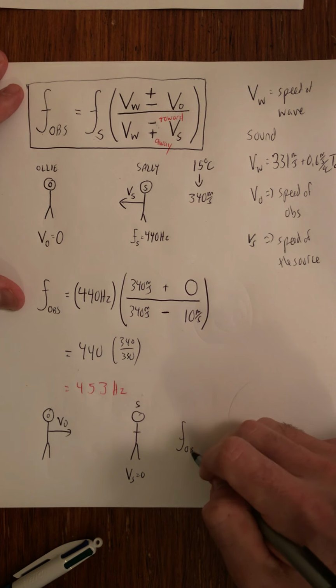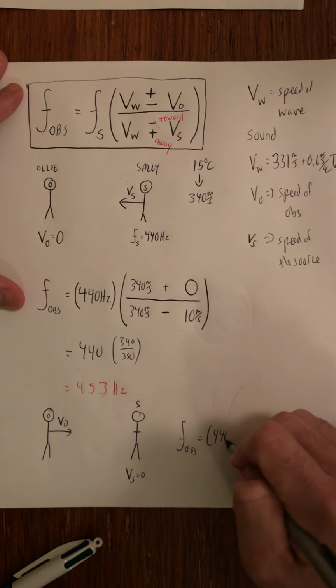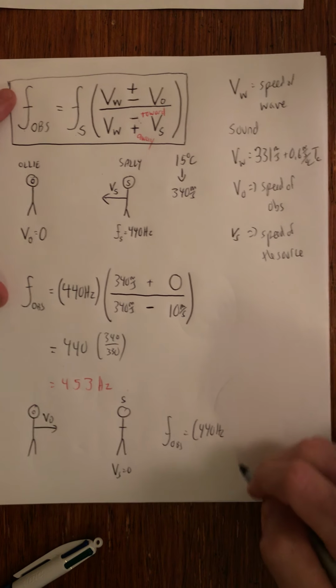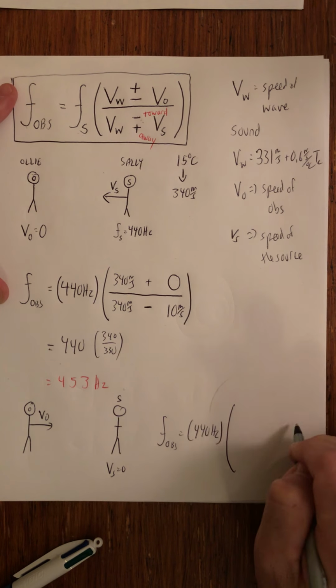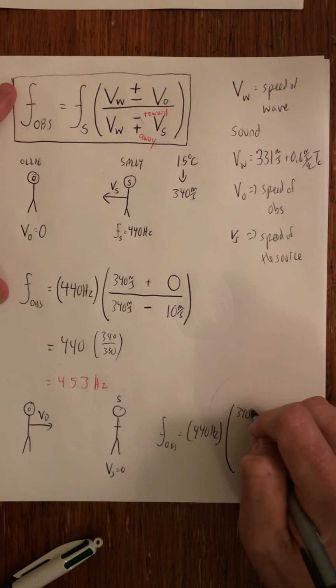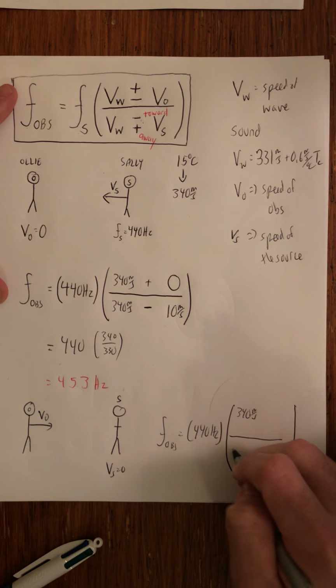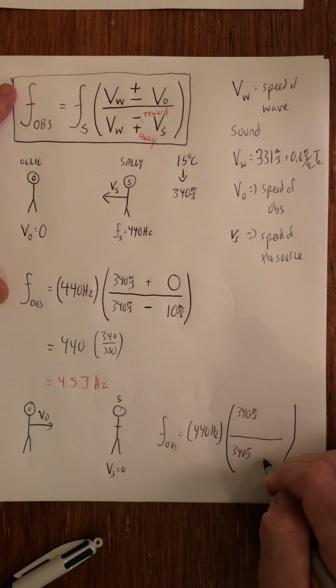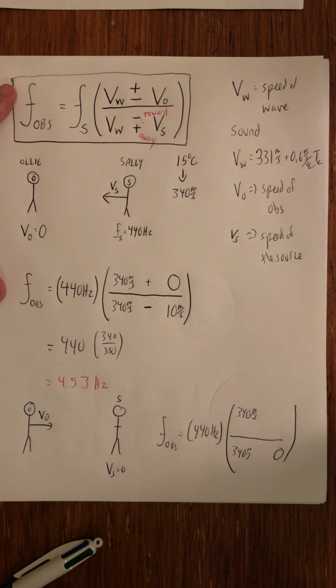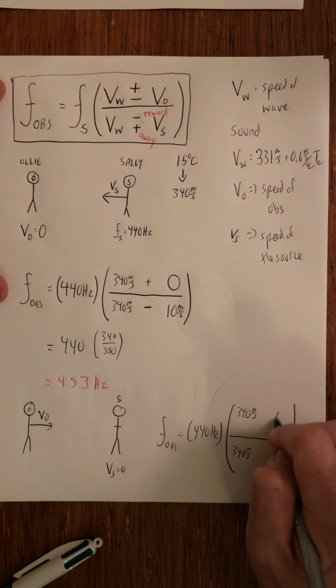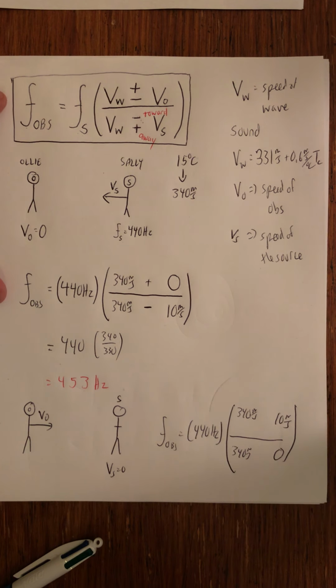So what would this look like as a plug-in? Well, frequency observed is equal to still 440 hertz, okay? And then I would fill in my template. 340 meters per second, 340 meters per second. I'm going to put 0 down here because it doesn't matter. And let's say Ollie's running towards Sally at 10 meters per second. So I'm putting in 10 meters per second for the speed of Ollie.